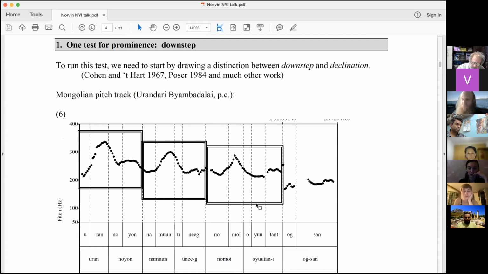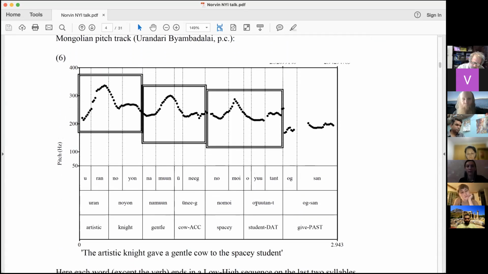The first test has to do with downstep, so it has to do with pitch. And in order to run this test, we need to start by drawing a distinction, the classic distinction in the prosodic literature, between what's called downstep and what's called declination. And it's easiest to illustrate this with a pitch track. In 6, I have a pitch track for you from Mongolian.